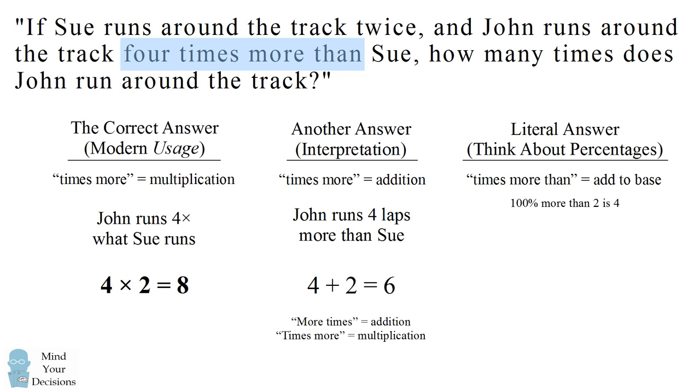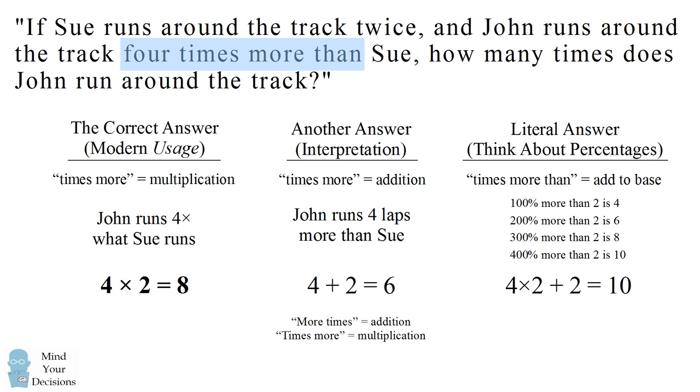100% more than 2 is a total of 4. 200% more than 2 is a total of 6. 300% more than 2 is a total of 8. And 400% more than 2 is a total of 10. So 400% more is the same thing as 4 times. So having 4 times more than Sue would mean 4 times 2 plus 2, which would equal 10 times.